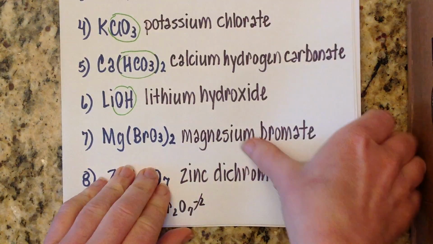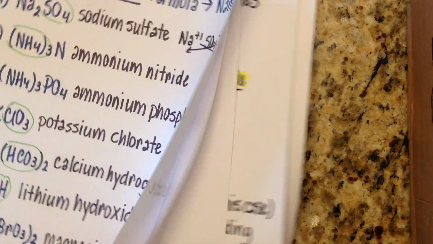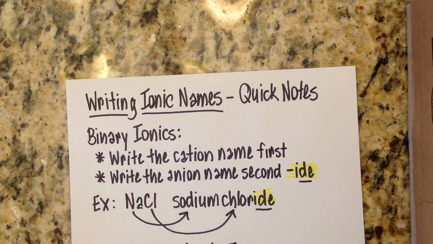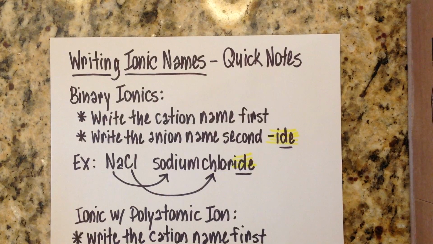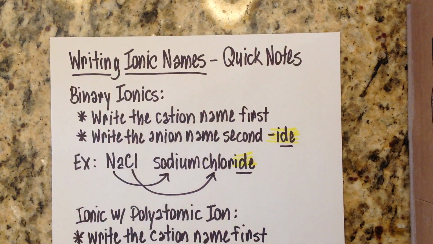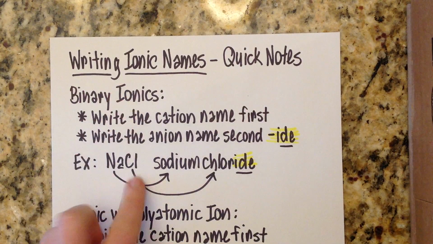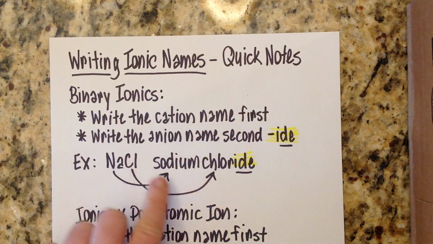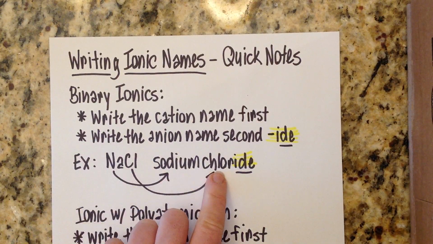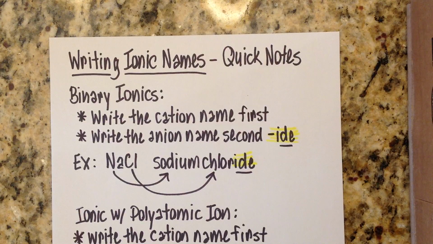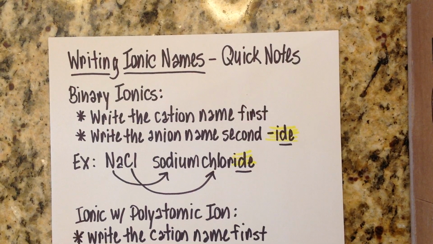Now, if I can hunt down my notes, I'm really accumulating a lot of paper here. Here are some more notes that you might want to copy. So just to review real quickly, when we have a binary ionic compound, going from formula to name, if they give you just a binary, metal, nonmetal, you're going to write the name of the cation first, the name of the anion second, ending with IDE. Easy peasy, done. That's it.